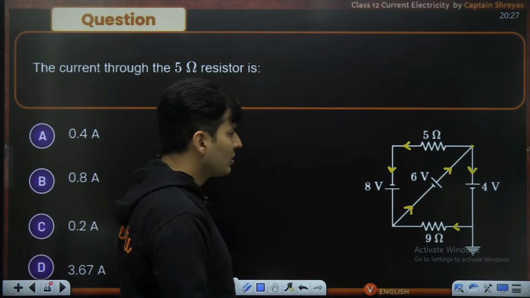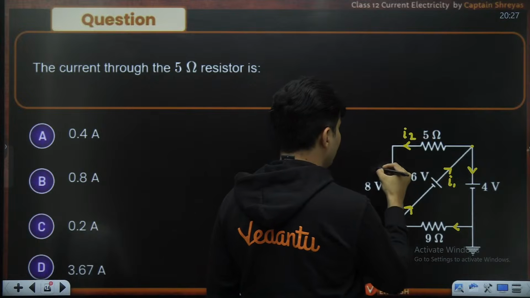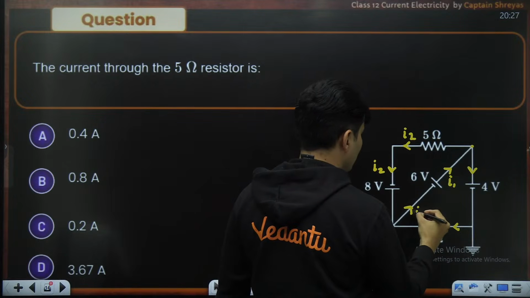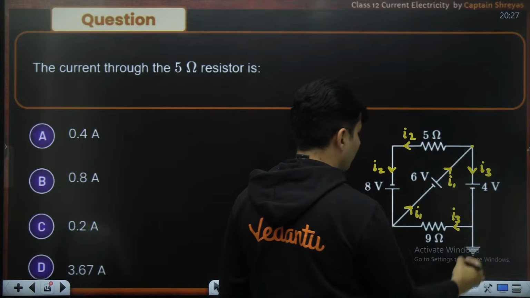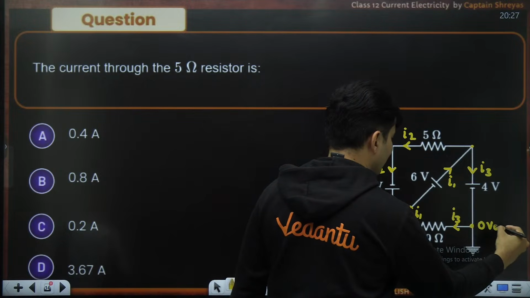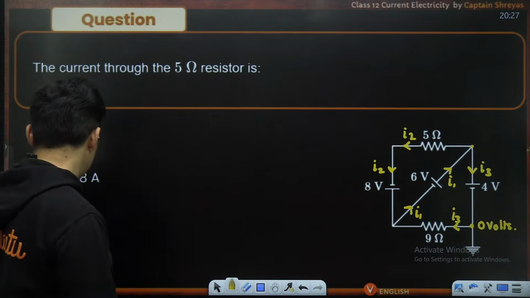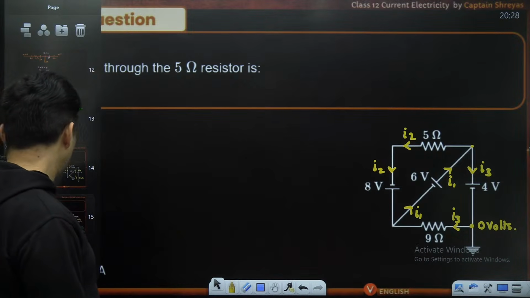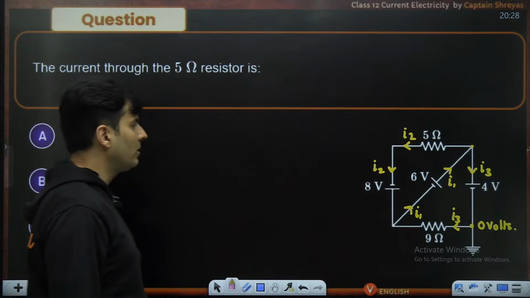Fair enough. So maybe the current over here is I1. The current over here is I2. Okay, this is I1, and maybe this is I3 kind of current. This symbol just means this point is 0 volts, nothing else. That's what it means. Now comes my next step. I've assumed the currents. No harm in assuming. I will apply Kirchhoff's law.